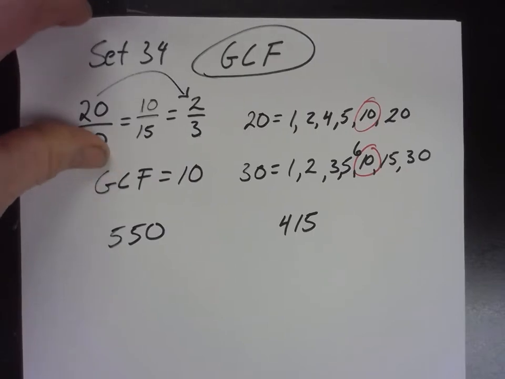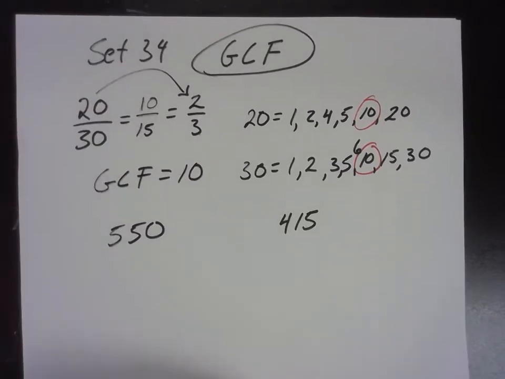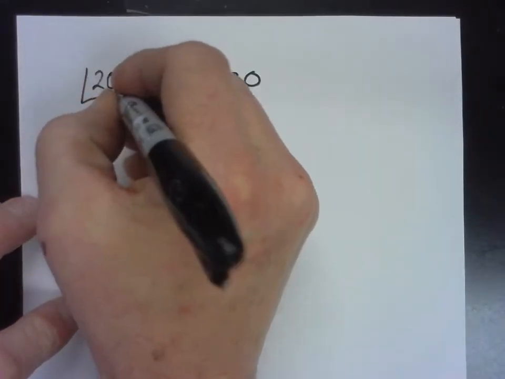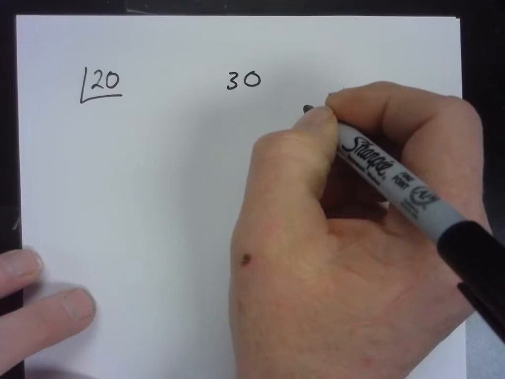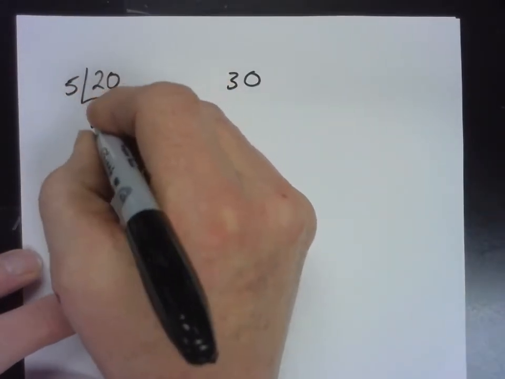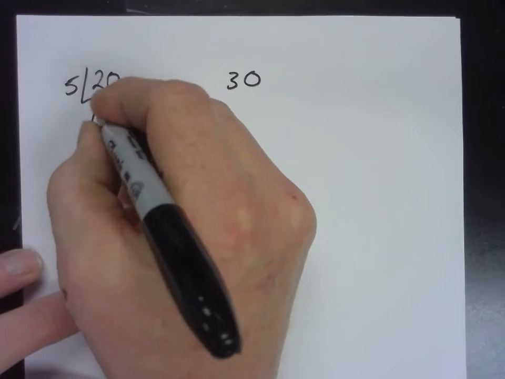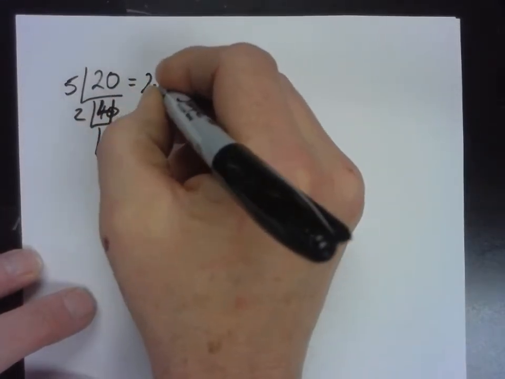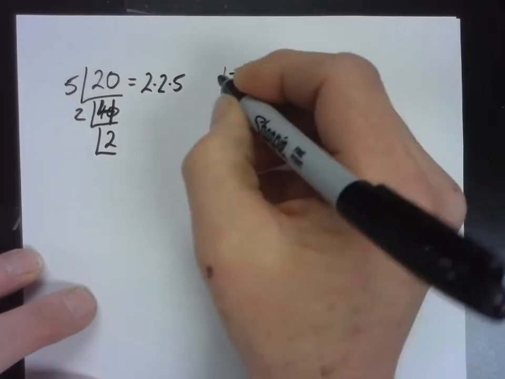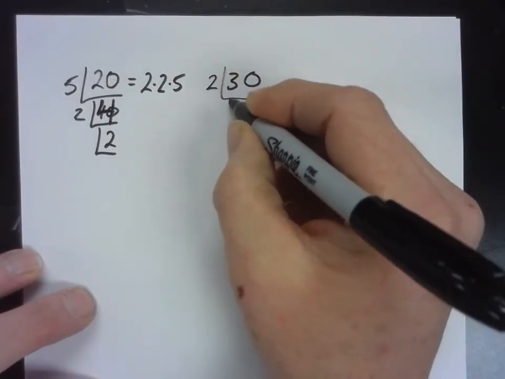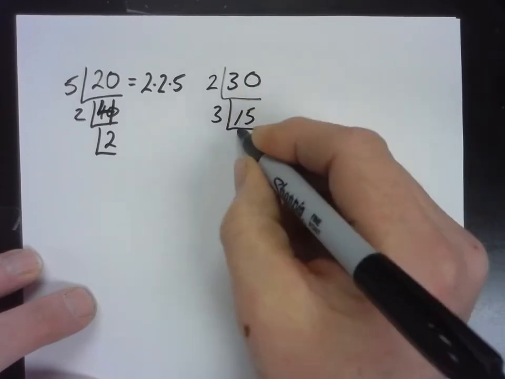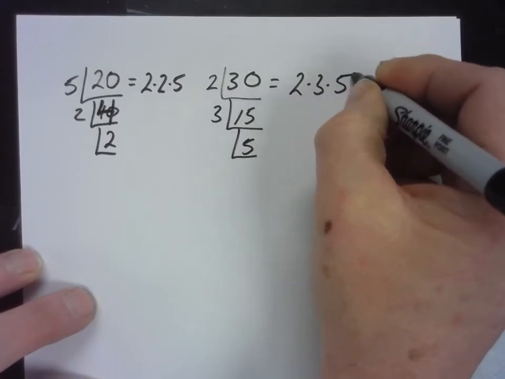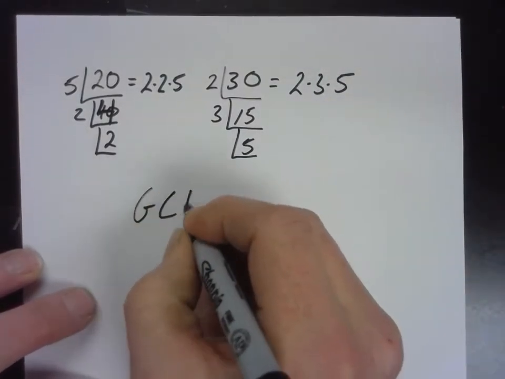Let's start with a couple of smaller numbers. Remember these two? Okay, product of prime numbers. What prime goes into 20? 5? Okay. 2. 2 and 2. Okay, so we've got 2 times 2 times 5. 30. Can I do 2? And then 3? So it's 2 times 3 times 5. Do you remember the greatest common factor? We just did it. 10.